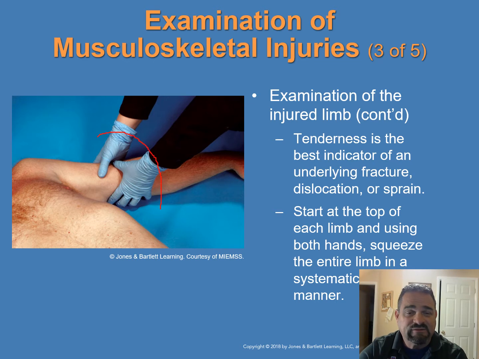I'd like for you to see how he is grasping on both sides of the arm, the upper extremity. What bone is located in this area? Ready? Did anybody say it? If you said humerus, you are correct. Very good. Start at the top of each limb. Using both hands, you need to squeeze the entire limb from top to bottom in a very systematic manner.